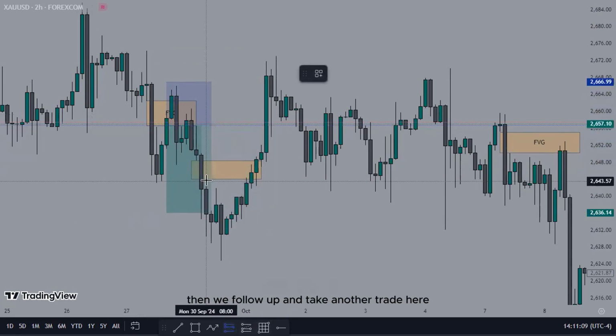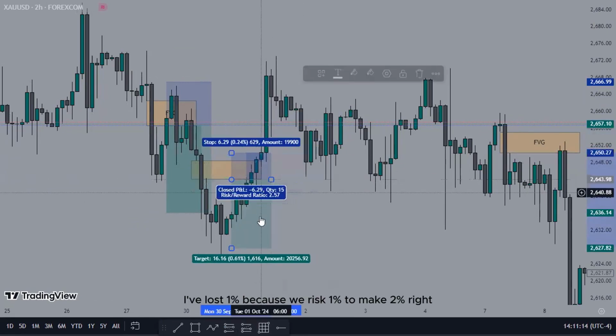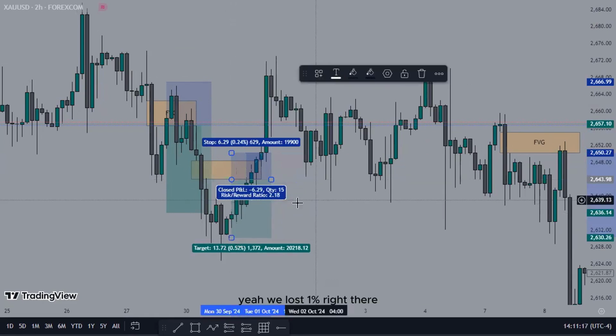Then we follow up and take another trade here, just right here. And this one stops us out. I've lost 1% because we risk 1% to make 2%, right? Yeah, we lost 1% right there.